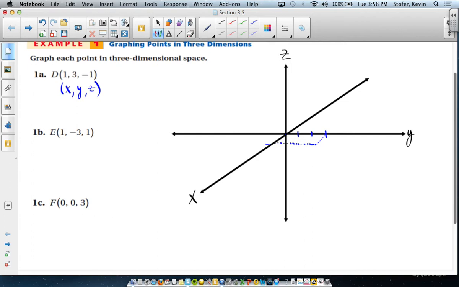Now from there, I'm going to drop down 1 unit. So from this point right here, let's drop down 1 unit. And I don't know, that's approximately 1 unit right there. And we'll give that a nice little label of 1, 3, negative 1.